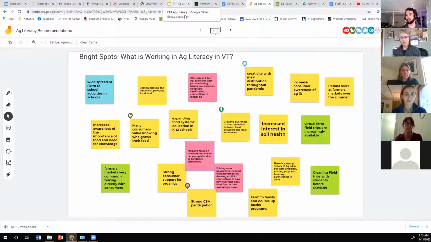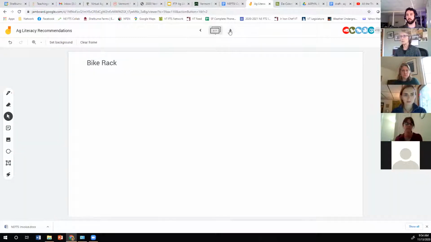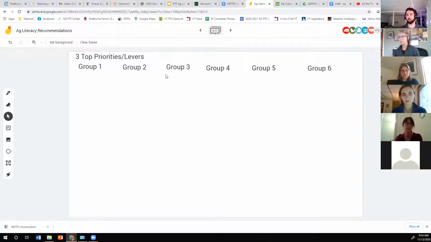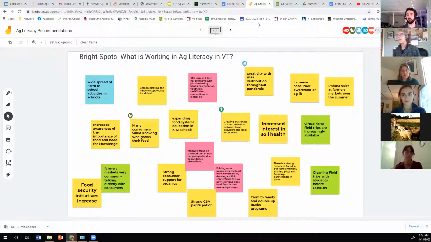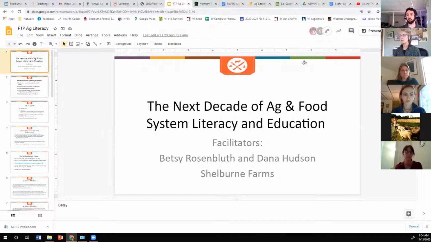I'm going to flip over now to some slides while I'm screen sharing. Feel free to add in here. At the very top of Jamboard, you see some arrows, right? And that takes you to the next frame. So we have a bike rack. And that's where, if there are things that come up today that you feel like we're not addressing or you want to make sure Farm to Plate circles back to, feel free to use that. And I'll explain some of the other pages as we get into the small group discussion, but just so you know, the navigation's up at the top of that page, okay?